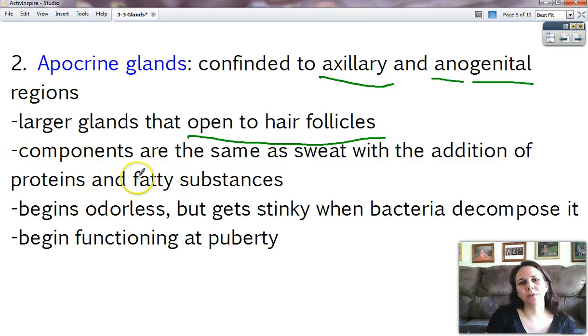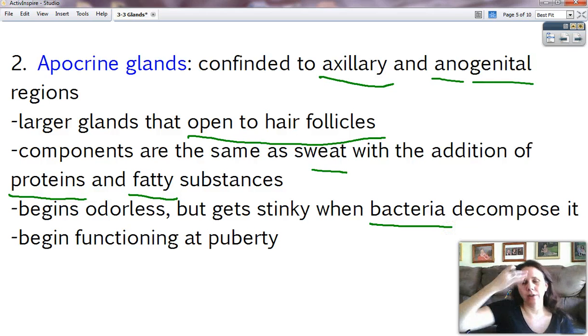The components of the secretions are the same as sweat, except for now we have proteins and fatty substances in there. And what they do is provide food for bacteria. So when you sweat, armpit sweat, not forehead sweat, but armpit sweat, it comes out odorless. But the bacteria get a hold of it, start chewing on it, and then their waste products are what make your pits stinky. And since we all have a specific flora of bacteria found on us, all of our sweat is slightly different. The stink is slightly different.